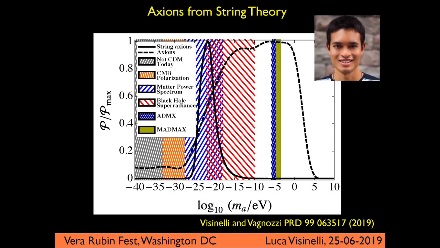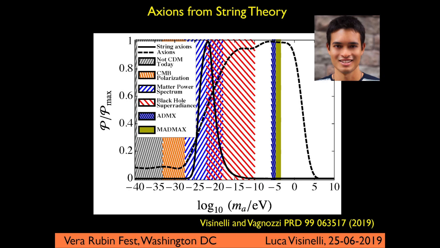So what I've done with Sunny Vagnozzi, who's a graduate student that recently got his PhD last week, is assessing this axiverse. So we have here the value of the axion mass as a function of the posterior probability. In the case in which you take the axion mass from string theory, so you use the formulas that come out of string theory, the posterior probability peaks at around 10 to the minus 22, 23 electron volt.